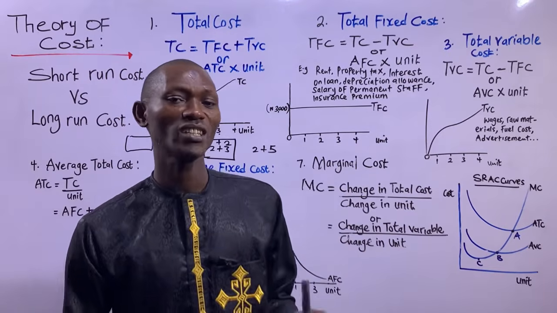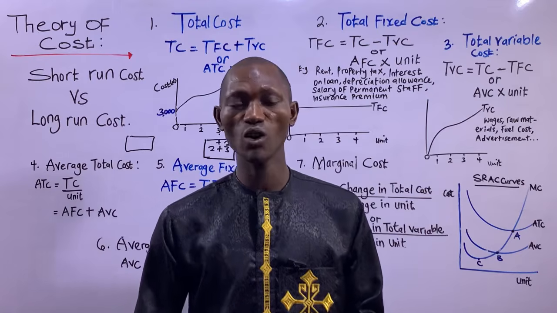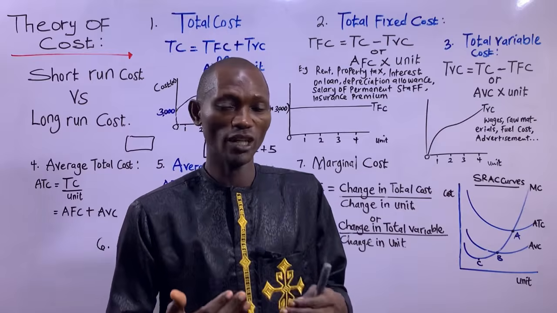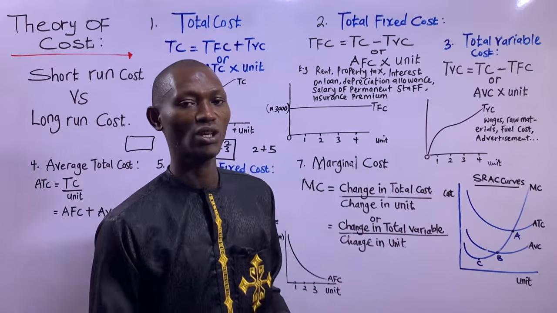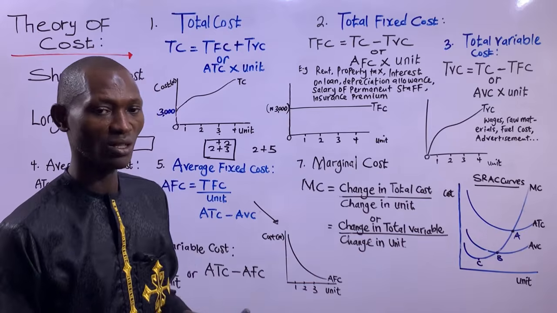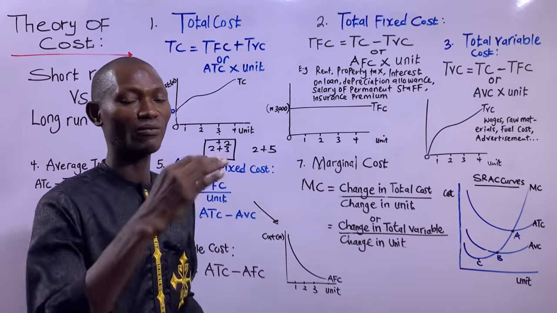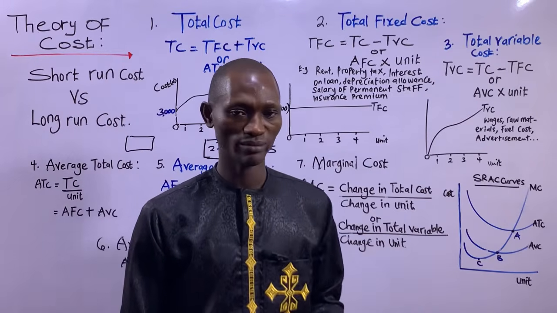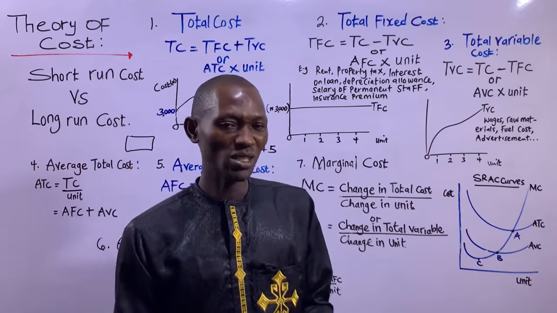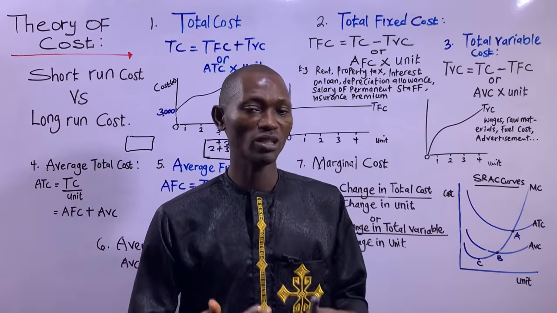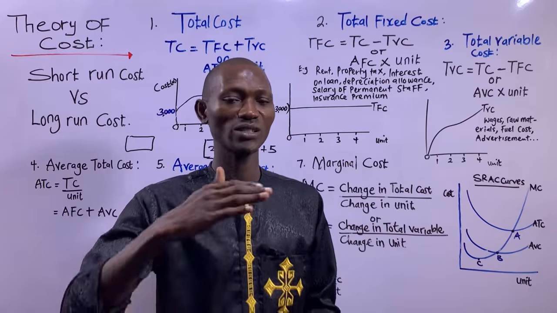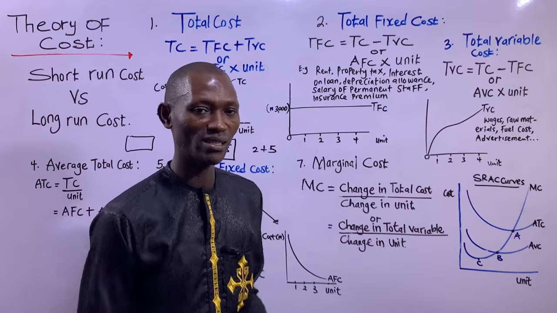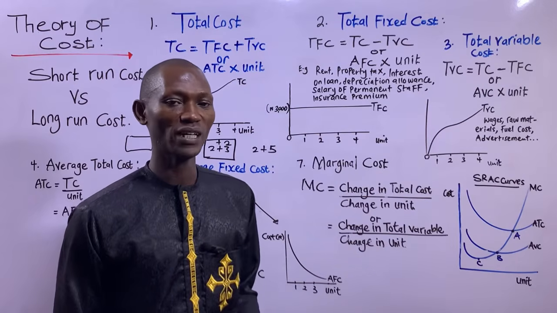I state it again. Diminishing returns explains that as more and more quantity of a variable factor, which is labor, is increased and combined with a fixed factor of production, productivity will rise rapidly initially. That's in the short run. Then productivity will rise when you employ more labor. Productivity will rise slowly, that's at a decreasing rate. But after you keep adding and adding, that means you've added excessive labor on the fixed factor of production.